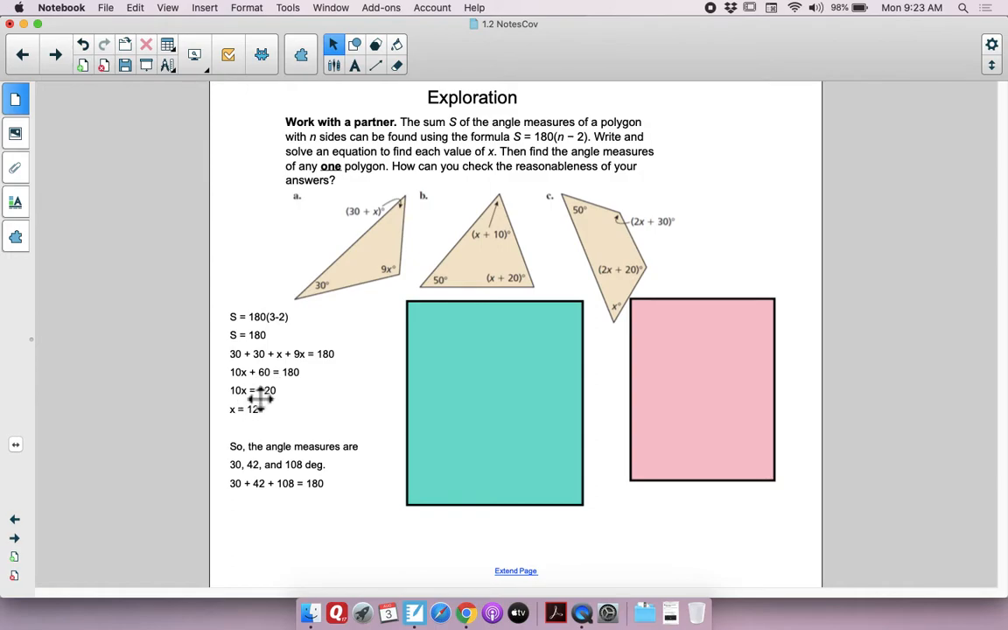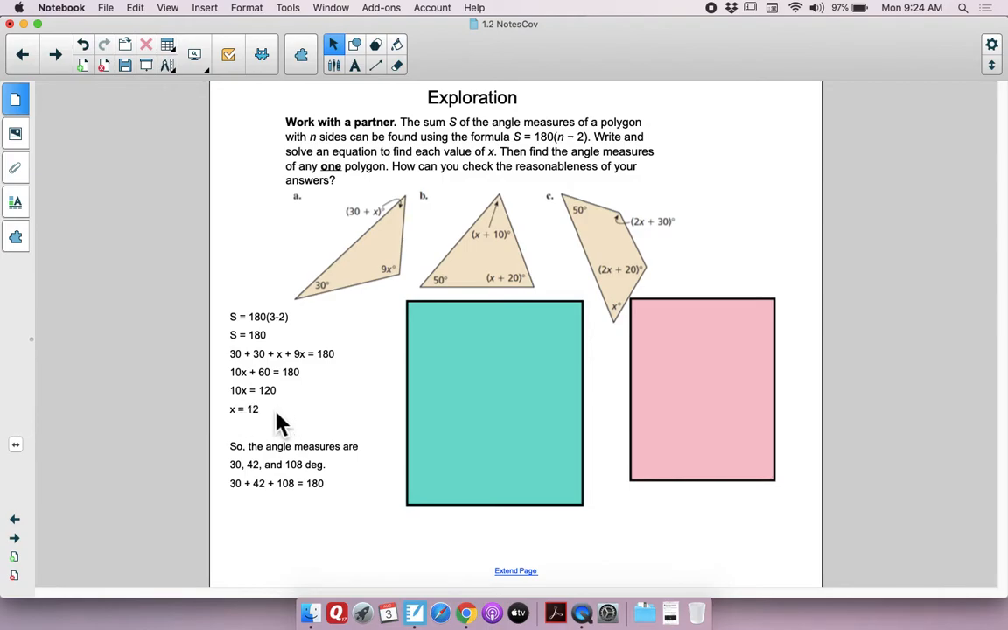I then would subtract 60 from both sides, right? Because I want to get the term that has the variable by itself. So if I do that, I get 180 minus 60 is 120. Now I want 1x. I want to know what x is. That means 1x, not what 10x is. 10x equals 120, so how could I do that? Divide both sides by 10, and I get 12.